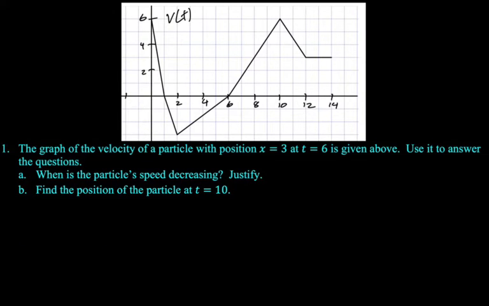So we have the graph of velocity of a particle with position x equals 3 at t equals 6 given above. Use it to answer the questions. A, when is the particle speed decreasing, and we want to justify?